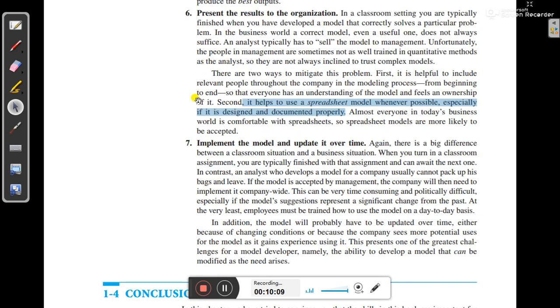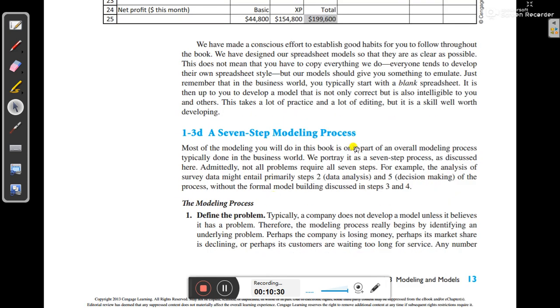These are some suggestions. And at last, implement the model in a real scenario and update it if there are some errors or new modifications in the constraints. We need to update that model over time. So these are the main steps to build a model to find a solution to a problem in the business world.